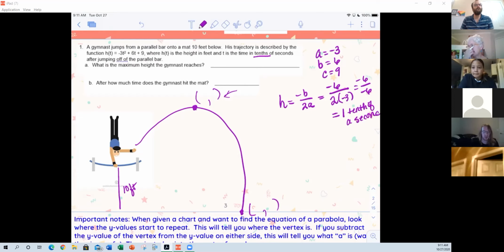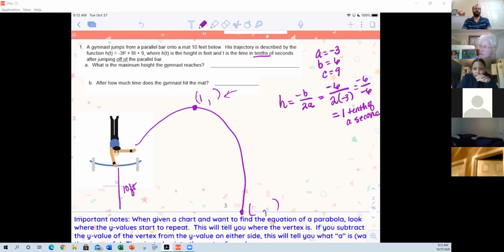So if you found H, you found the x coordinate of the vertex, but that's not the final answer. We want to know how high the gymnast goes. So if you can, I don't see anybody typing anything in there yet. So yes, okay, so I see, Chelsea, you got it.